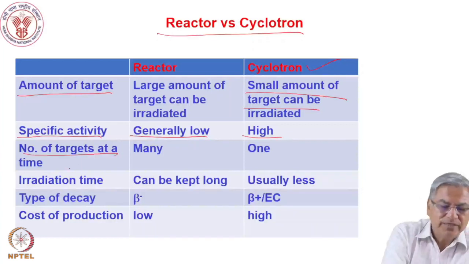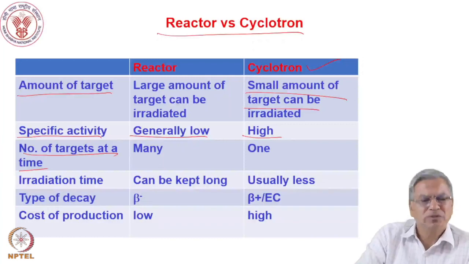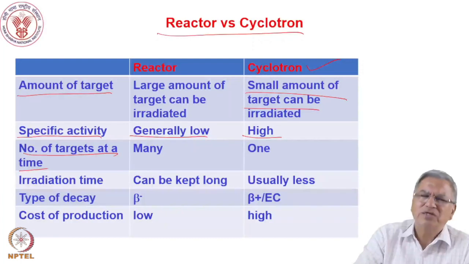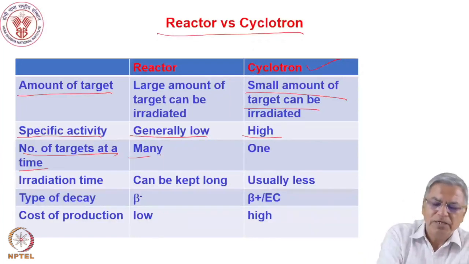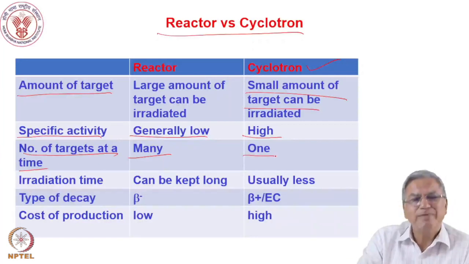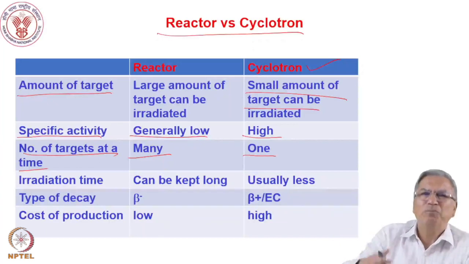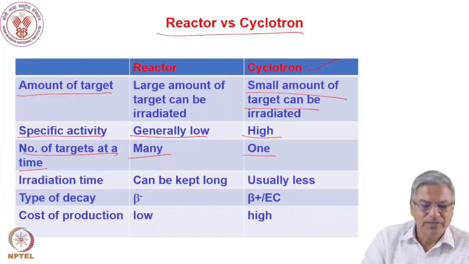Number of targets at a time: in a reactor, you can irradiate a large number of target materials. So at a time, many targets are being irradiated, and you can just remove the one you want depending upon the time of irradiation and their half-lives. You can irradiate many targets in the reactor. So throughput is very high, but in a cyclotron, at a time, only one target. Suppose you have multiple beam lines. At a time, the beam will go in a particular beam line. So there is no point putting irradiation in other beam lines at that point of time. At a time, only one target irradiation.